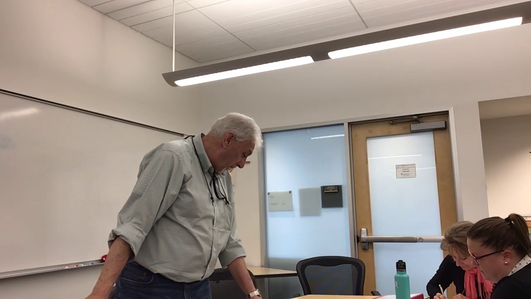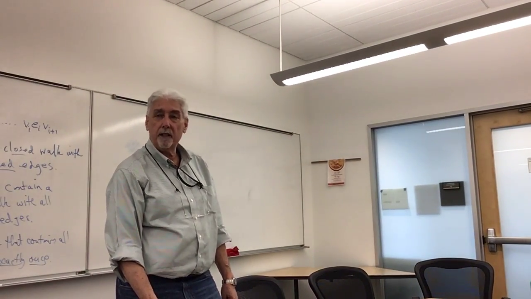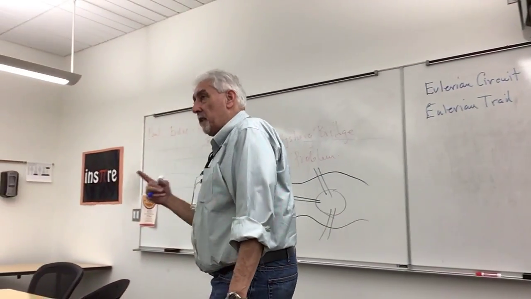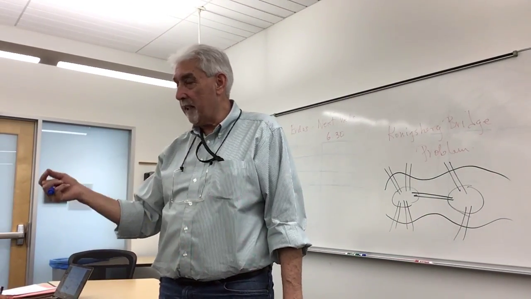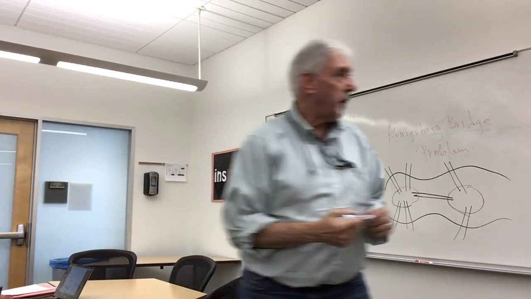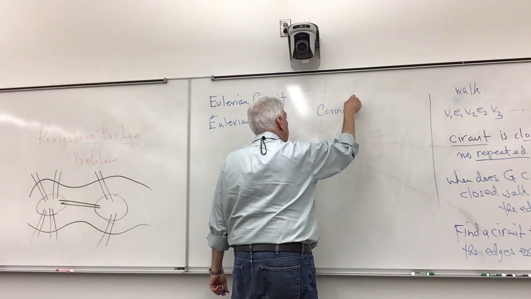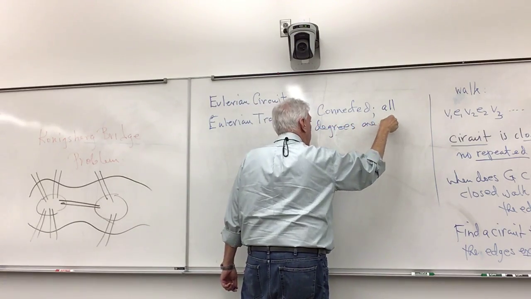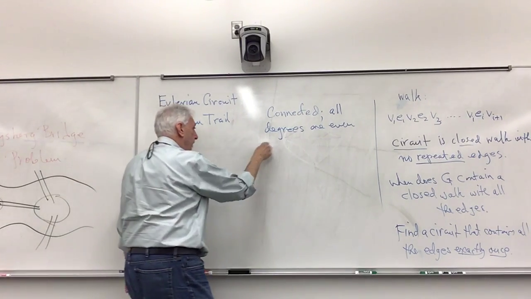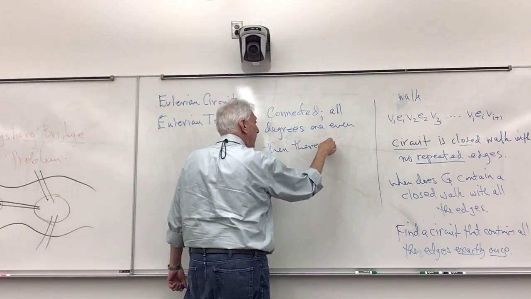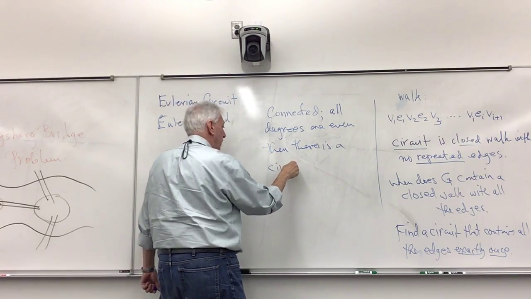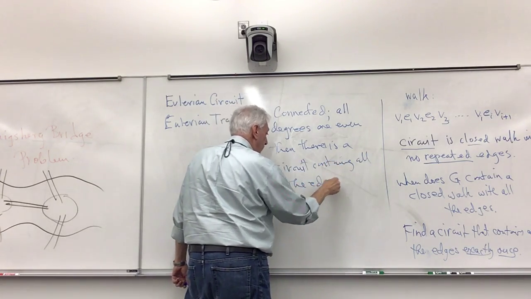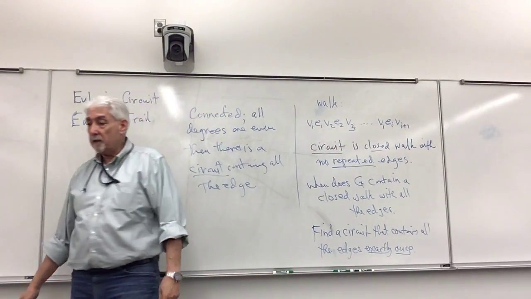If you read ahead, as long as the graph has all vertices of even degree, and one more thing that students often forget, the graph's got to be connected. If it's not connected, there's no way you can get from one piece to the other. So if it's connected and all degrees are even, then there is a circuit containing all the edges. And notice, using the word circuit automatically says there are no repeated edges.